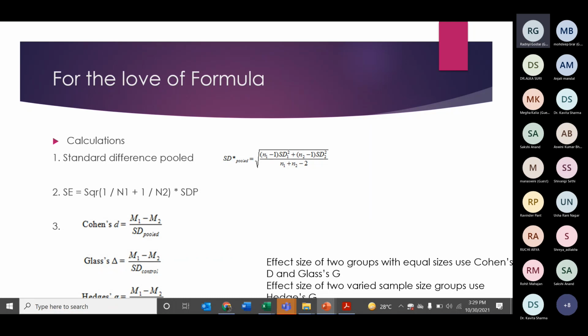You need SD1 and SD2, the standard deviation of the control group and of the experimental group; N1 and N2, the sample size of the control group and of the experimental group; and the next thing you need is M1 and M2, the mean of the control group and the mean of the experimental group. That is what M1, M2, N1, N2, SD1, SD2 mean over here, if you want to understand the formula.